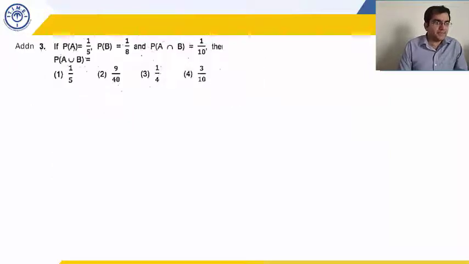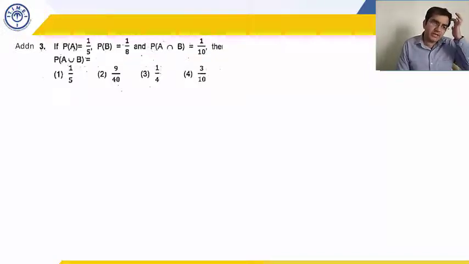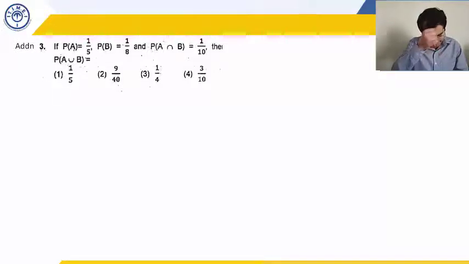Okay, now let's go for additional 3, and this is the usage of the formula that we discussed. You are given P of A, P of B, P of A intersection B. Find P of A union B. Quickly use the formula. Add the fractions. You have 15 seconds. Five more seconds.